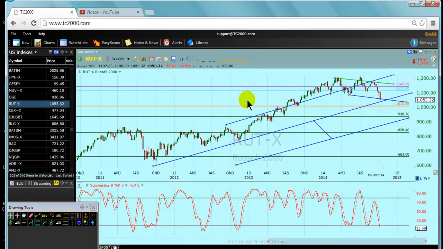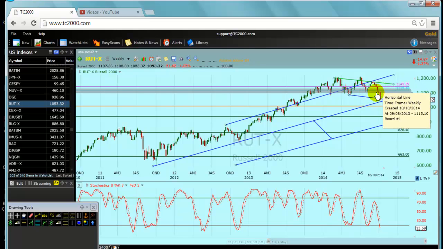The short-term equilibrium price level for the Russell 2000 is at 1115. That's the level there. The short-term equilibrium price level will remain in place for 2 weeks. As you can see now, the price is below the pink line and also the turquoise line.